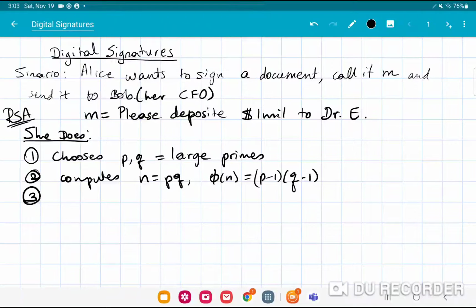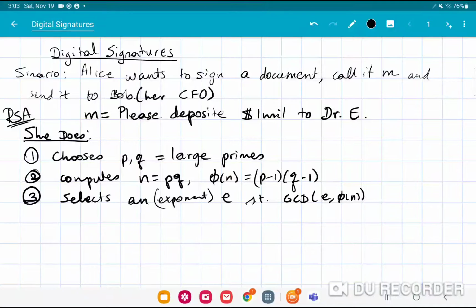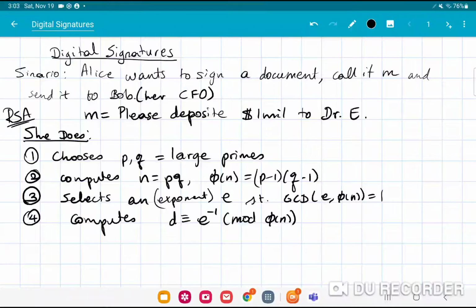Sorry. Third, she selects an exponent e such that e and phi of n are relatively prime. Okay, so GCD of e and phi of n equals 1. So e has an inverse mod phi of n. And she's going to compute d, the inverse of e, mod phi of n. So mod p minus 1 times q minus 1.